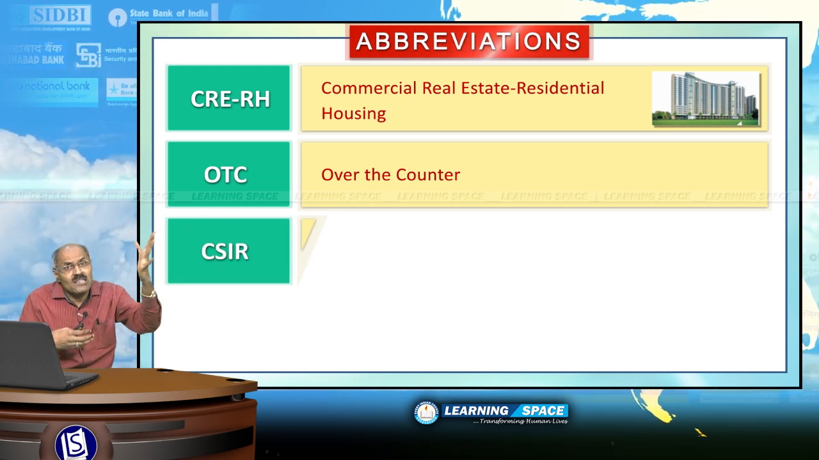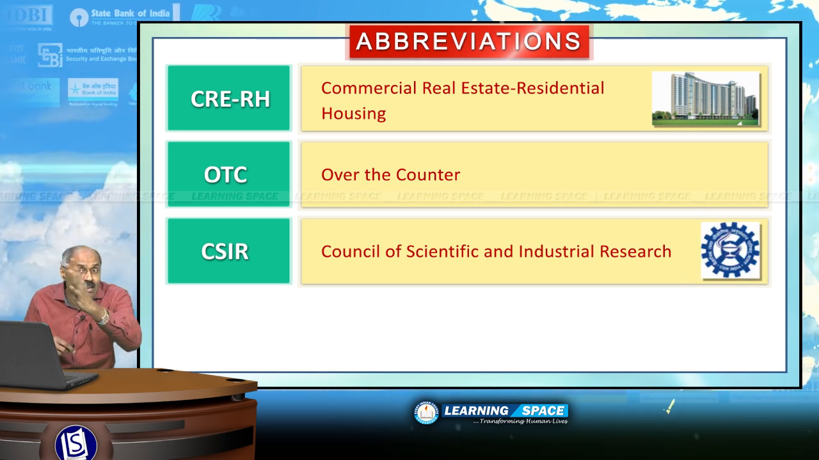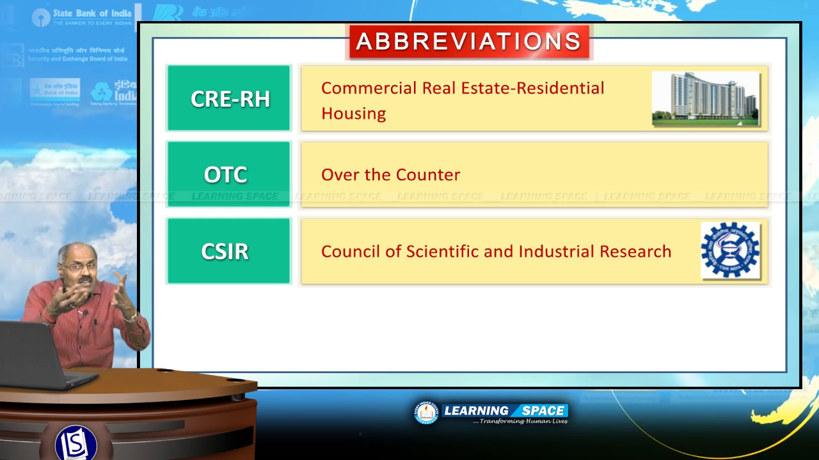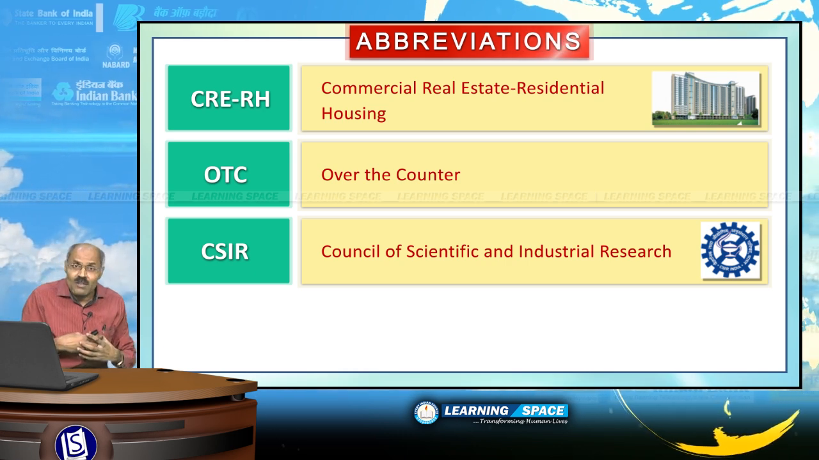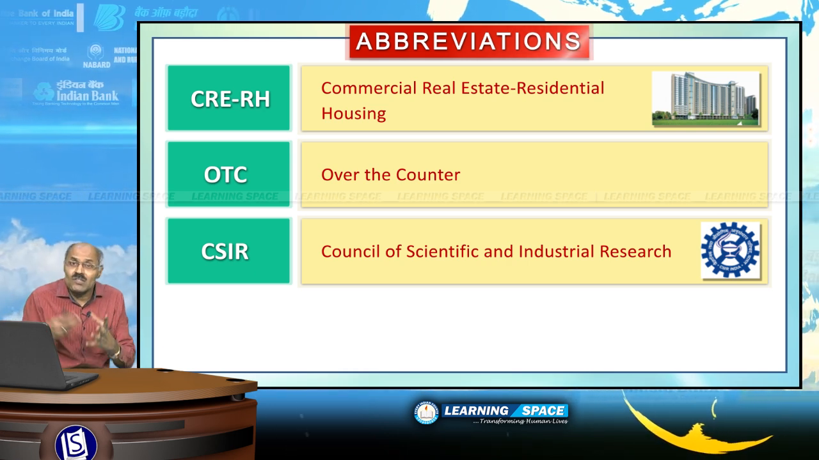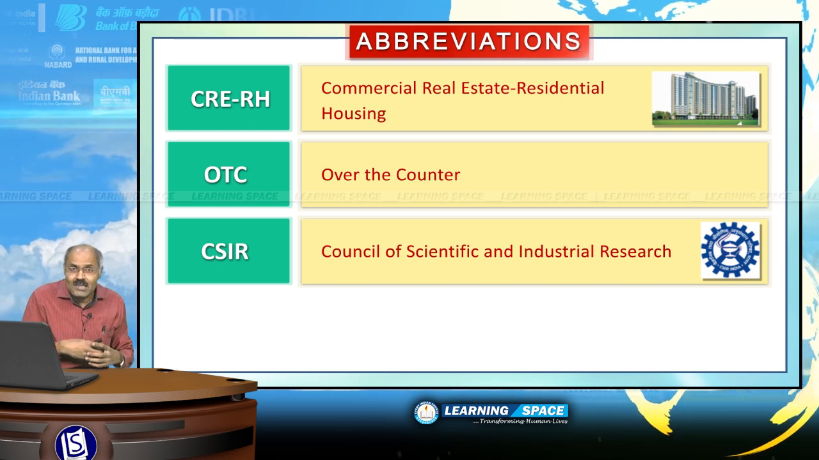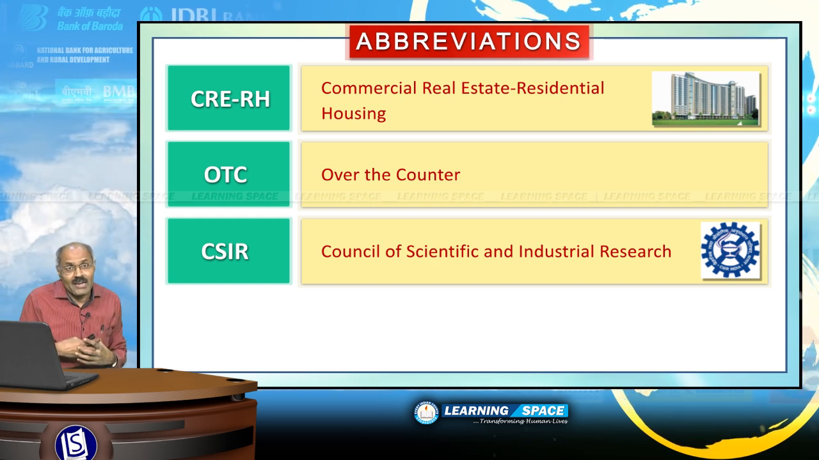CSIR, Council of Scientific and Industrial Research. CSIR is Council of Scientific and Industrial Research. This was established in the year 1942. It is an autonomous body, but most of the funding is by the Ministry of Science and Technology. And please don't forget, it is registered under the Societies Act. It is an autonomous body, please don't forget.